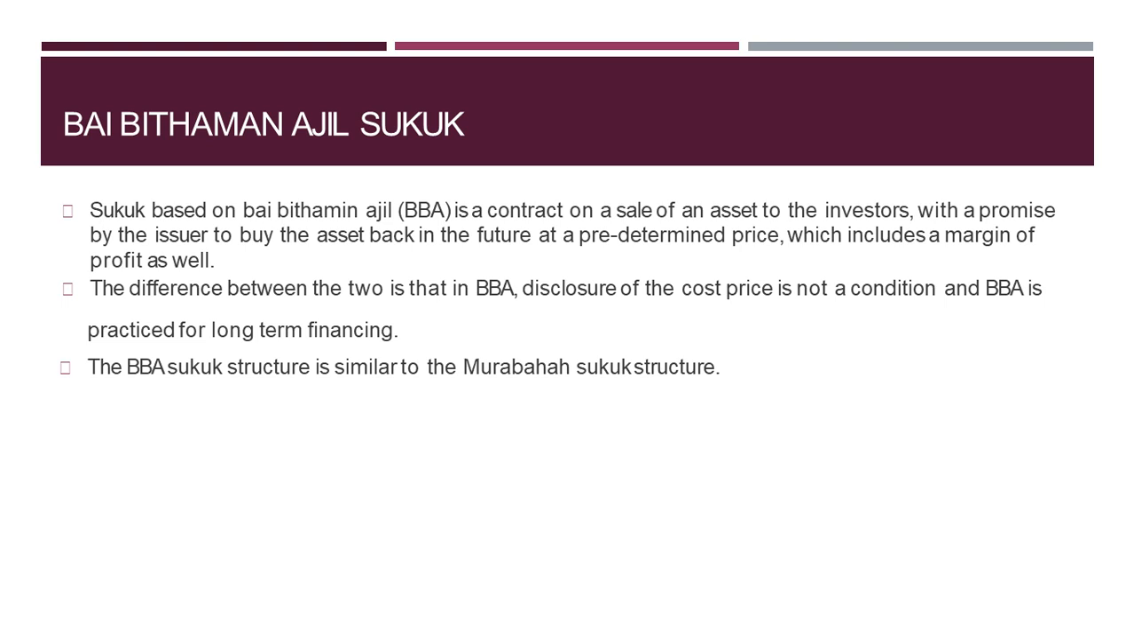So when this asset matures, when the time is finished, at that time the asset is purchased back by the issuer at a predetermined price, which includes a margin of profit as well. So the margin of profit is also included in the BBA sukuk. The difference between the two is that in BBA, disclosure of the cost price is not a condition, and BBA is practiced for long-term financing, for raising funds for long-term projects. The BBA sukuk structure is similar to the Murabaha sukuk structure. So they are the same. BBA sukuk and Murabaha sukuk are the same.